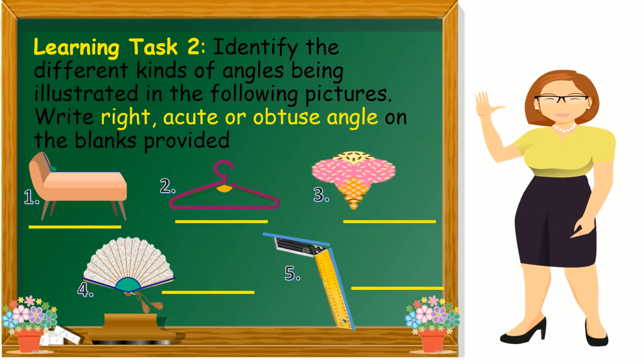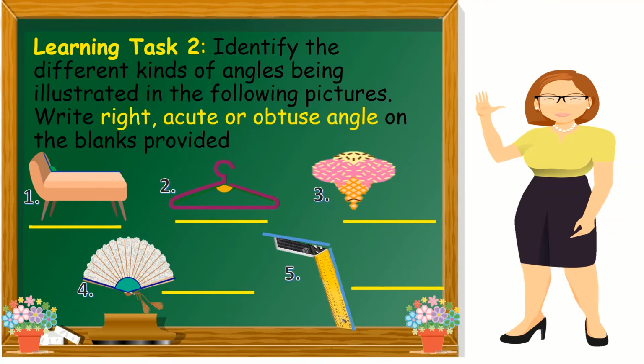And now, for our learning task number 2, identify the different kinds of angles being illustrated in the following pictures. Write acute or obtuse angle on the blanks provided. For our first picture, it is a sofa. For the next picture, a hanger. And for the third one, an ice cream cone. For the fourth one, a fan. And for the last one is a ruler.